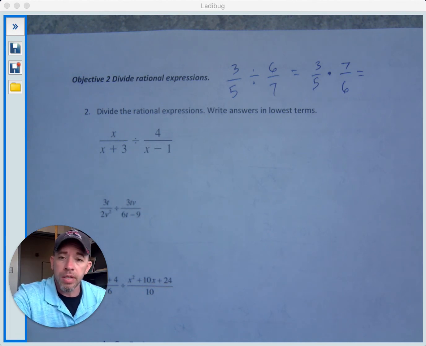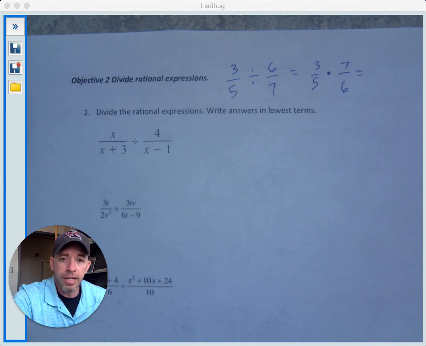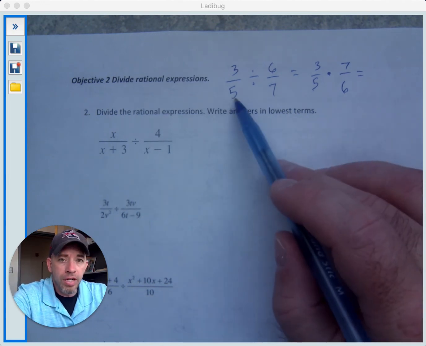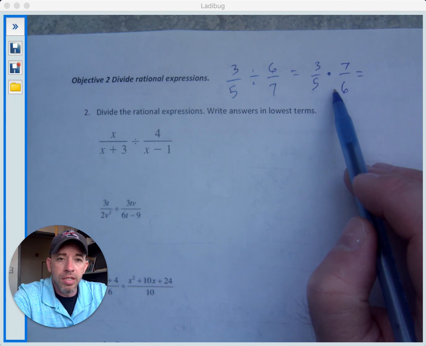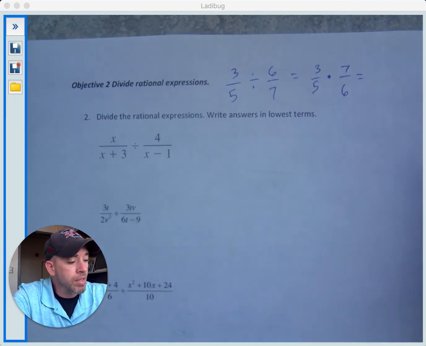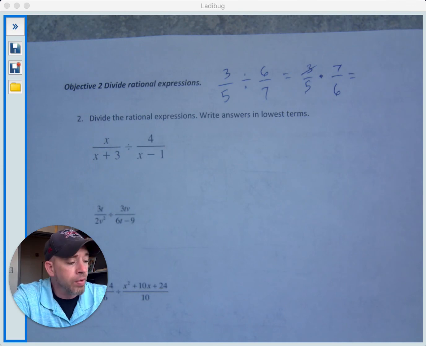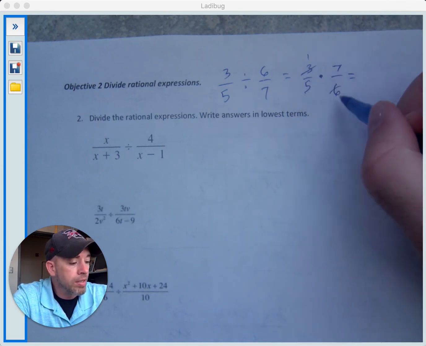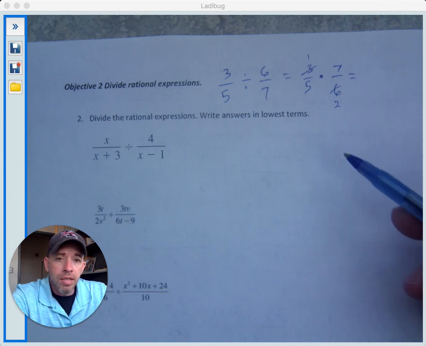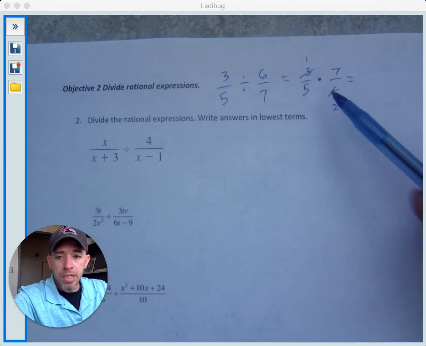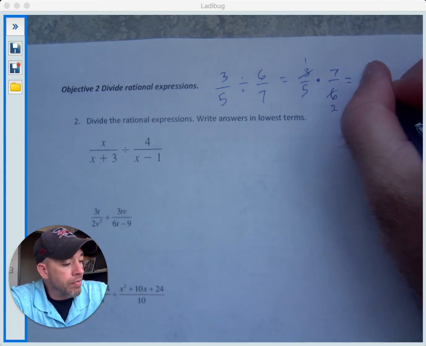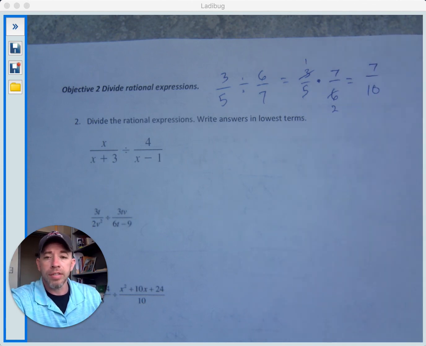I had a student tell me once they learned the rule "keep, change, flip," which is a good rule to remember as long as you know it only works for division of fractions. So keep the first fraction, change division to multiplication, flip the second fraction, and then do the multiplication. And then we could do cross canceling just like we did before. 3 goes into 3 once, into 6 twice. If there is cross canceling that you see in the division problem, don't do it. You cannot do cross canceling until it's a multiplication problem. Okay? But now we can do it, and 7/10, there's our answer.